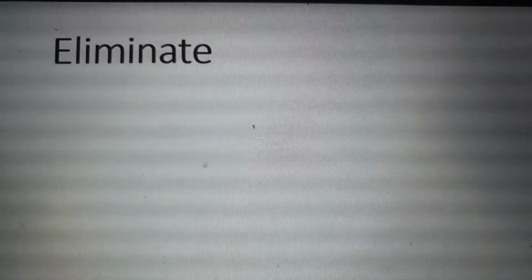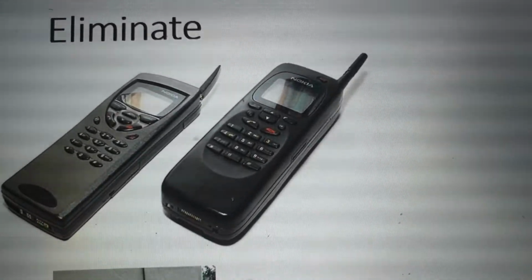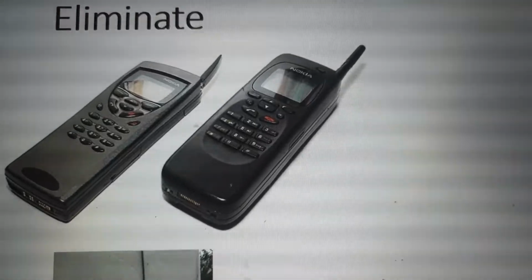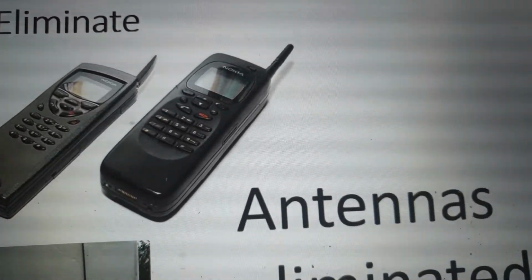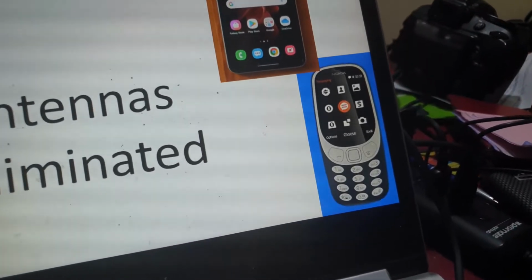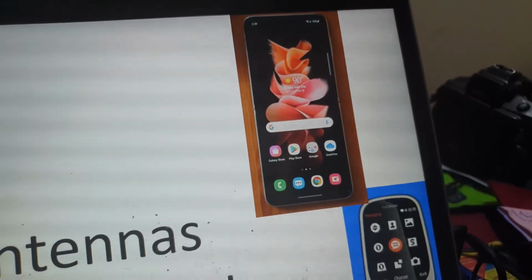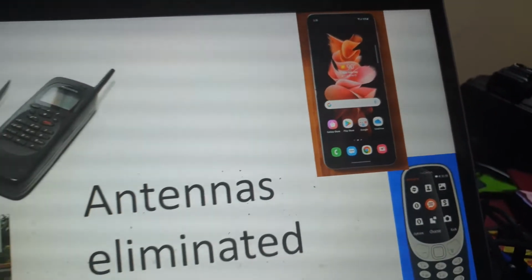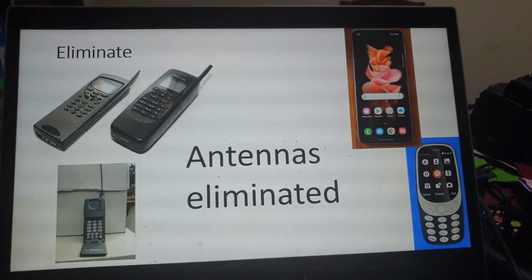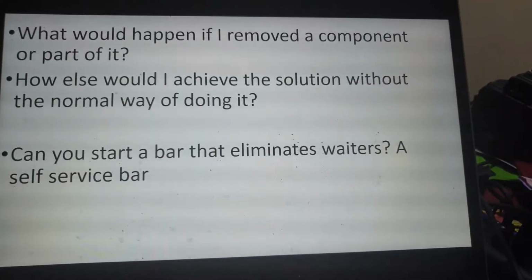And now we come to eliminate, the E in Scamper. Eliminate. Yes. Look, the old phones, they had antennas. But now, we have the antennas eliminated. The visible outside antennas have been eliminated and we're in business. They are even better than the old ones.